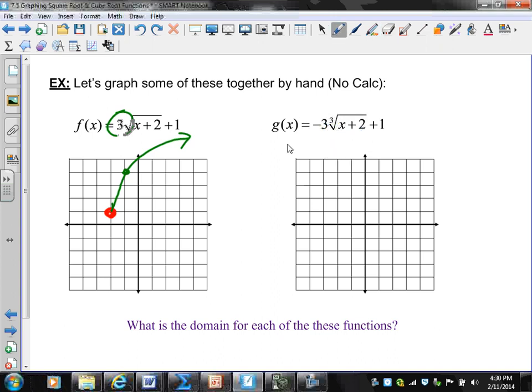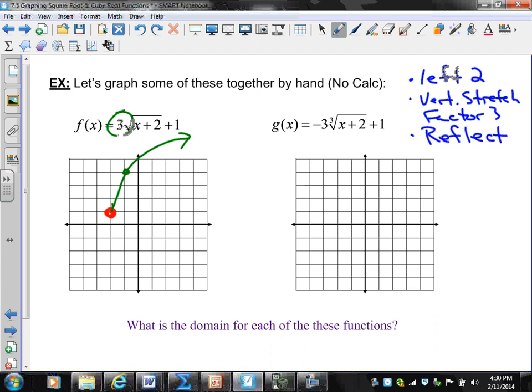So let's write down our transformations. Left 2. Vertical stretch, factor 3. It's going to reflect over the x-axis. This one has a lot to it, doesn't it? Sorry about that, it doesn't quite fit in there. And then it's going to go up 1. Okay, so let's see if we can get at least one or 2 points on this.